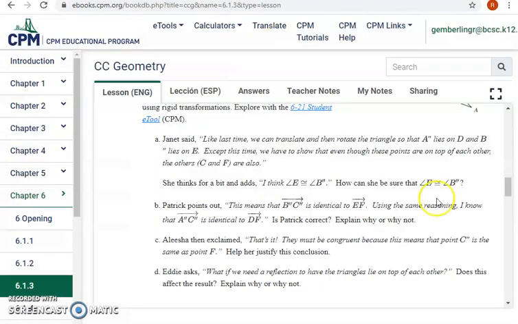So the questions they're asking in the lesson. Janet is talking about how this time we had to do something a little bit differently, and so even though these points are on top of each other, such as C and F, she thinks that the angles B and E are congruent. How does she make sure that that's true? How does she know that that's true? Angle E and angle B are called double prime, which means they have to be moved. How do we know that they actually are congruent?